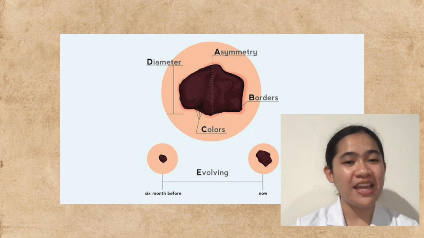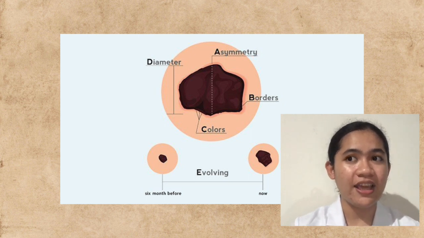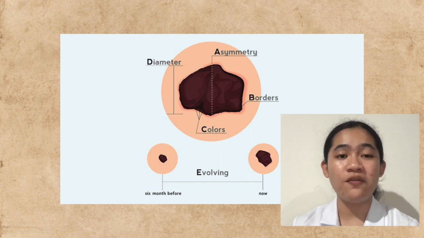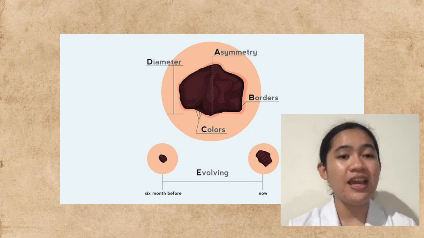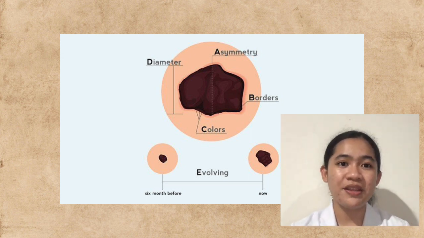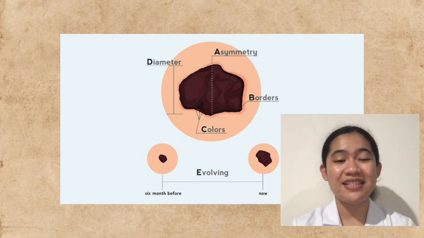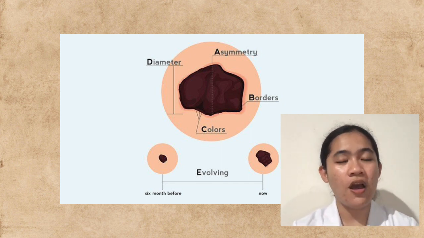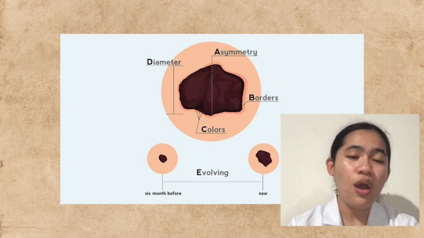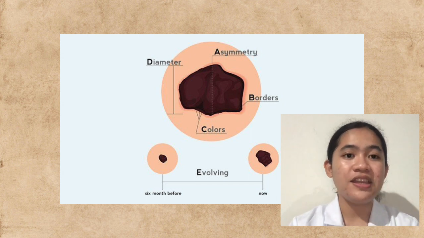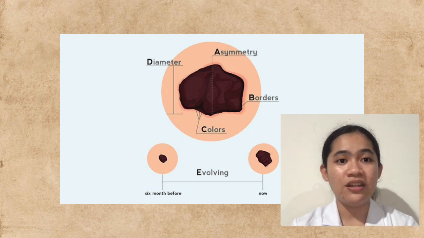So we have the ABCDE method, which may help alert us if there is an abnormal skin growth in our body or a forebudding skin cancer. So ABCDE is asymmetry, border, color, diameter, and then evolving. For asymmetry, a normal mole should be consistent in its appearance, its size, and its shape. So if you have a mole, and if one side is not identical to the other side, then it is considered abnormal.